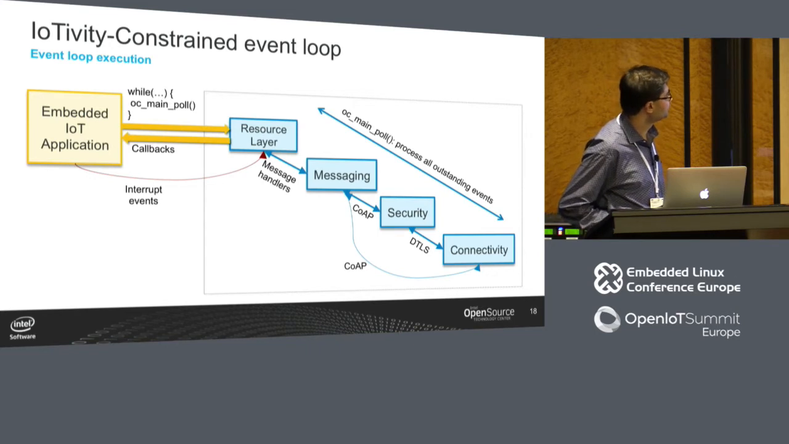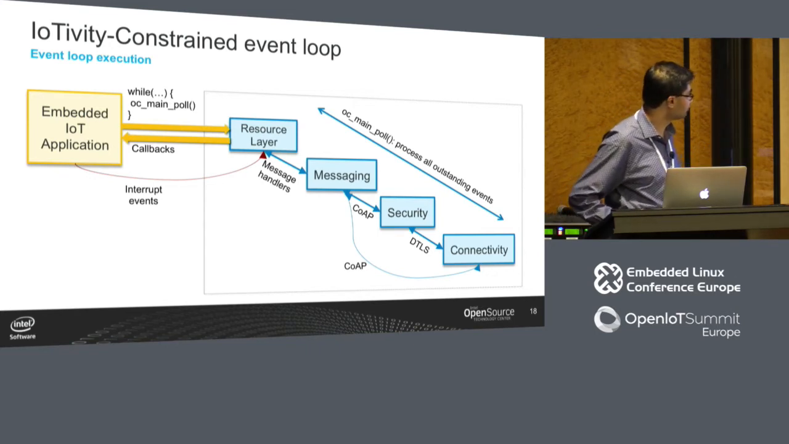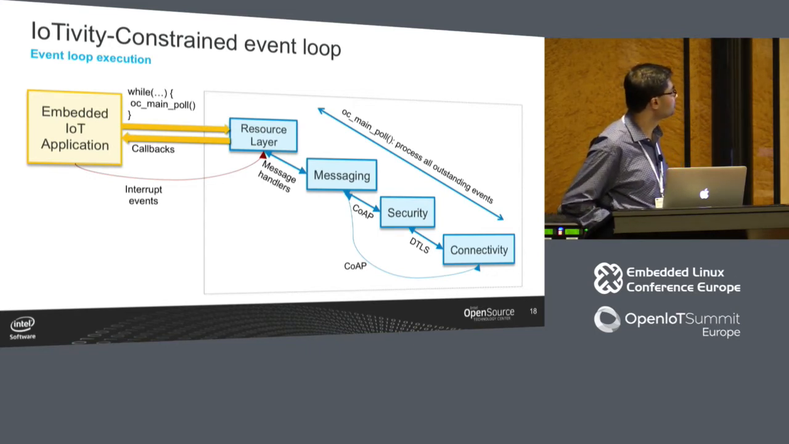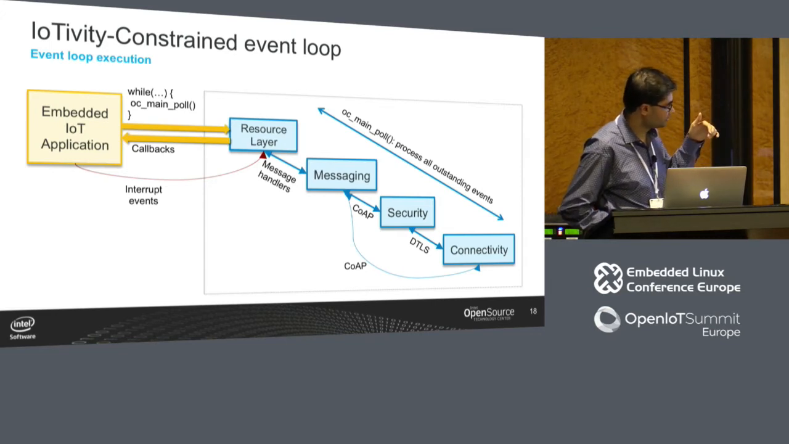This illustration shows the internal workings of the IoT constraints event loop. An application continually calls the OC main poll function and at the same time registers a set of callbacks with the framework. Every invocation of OC main poll processes all outstanding events at that time that are to be processed.